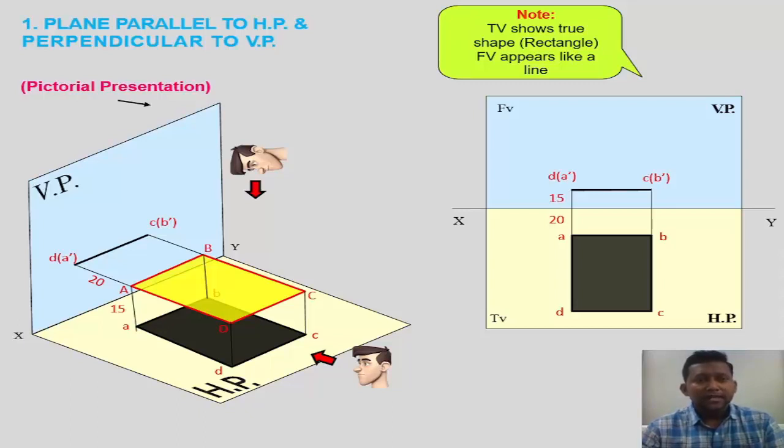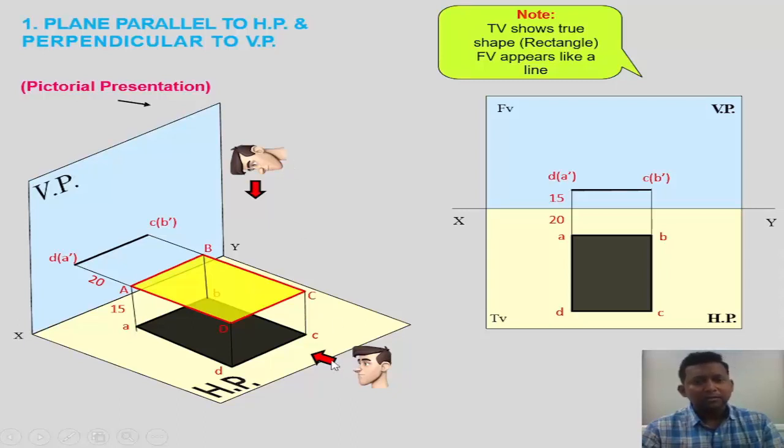If I say a rectangular plane or a triangular plane, the true shape is nothing but a rectangle or a triangle. Like that, here I have taken the example of a rectangular plane which is parallel to HP and perpendicular to VP. In what view can I see the true shape? Here I have put two eye symbols: one is for the front view and another one is for the top view.